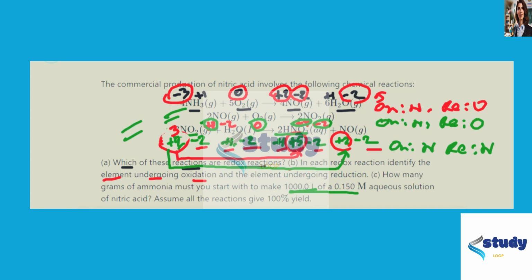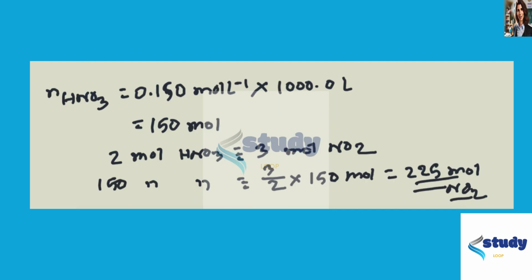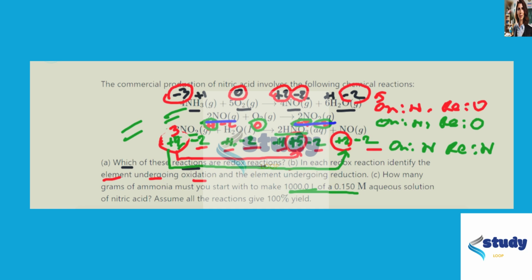So from the second equation, we can see that 2 mole of nitrogen dioxide is prepared from 2 mole of nitrogen monoxide. That means the number of mole of nitrogen dioxide to prepare is the same as the number of mole of nitrogen monoxide. So that means 225 mole of nitrogen dioxide will be formed from the 225 mole of nitrogen monoxide.